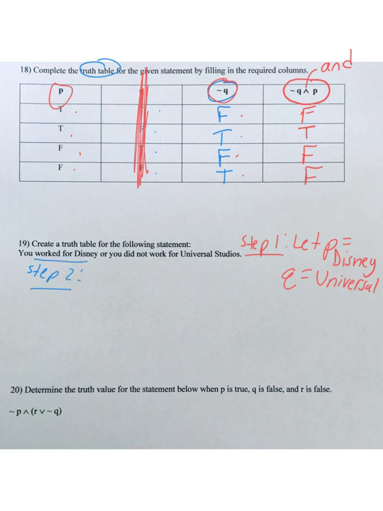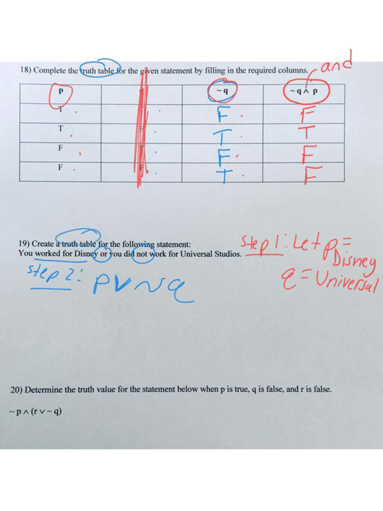You worked for Disney was letter P. Or is the arrow pointing down. I promise I'm not drawing the letter V, I just have messy handwriting. That's supposed to be the disjunction down arrow. You did not work for Universal Studios is the squiggle or the negation Q. So really, we're going to do a truth table for P or not Q.